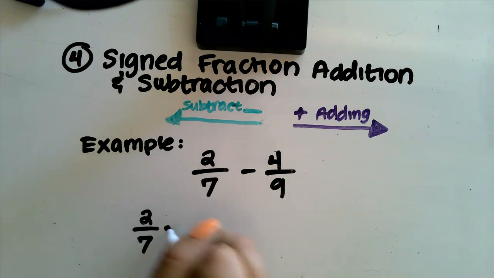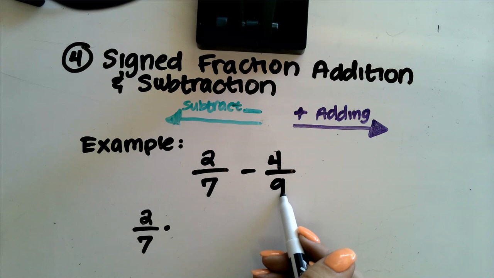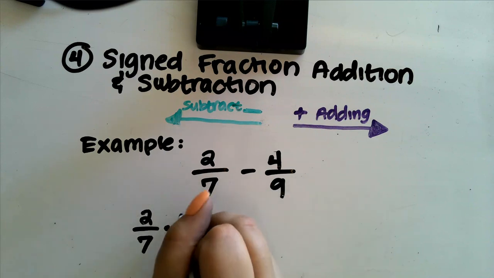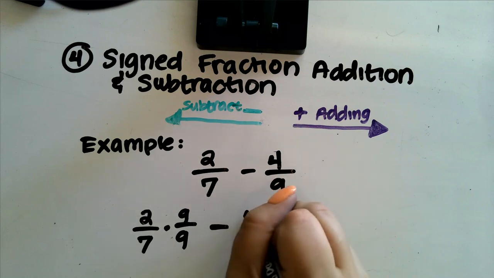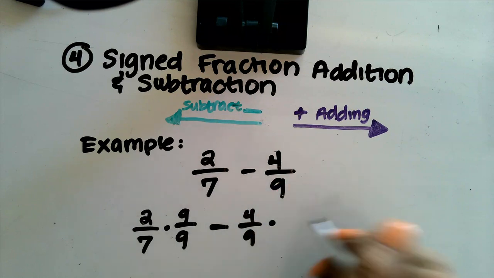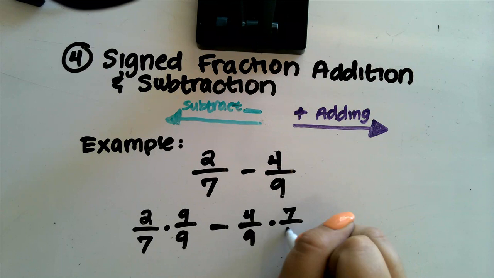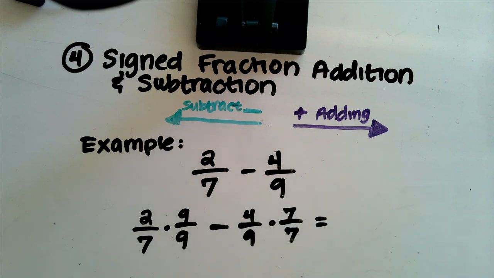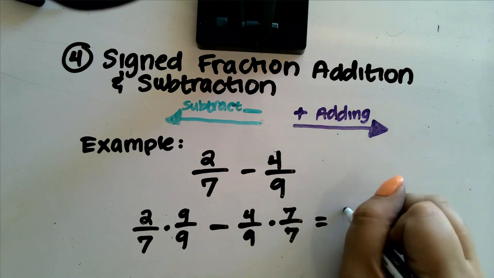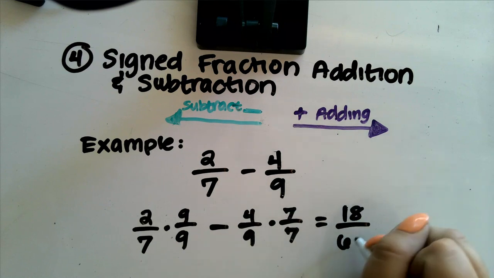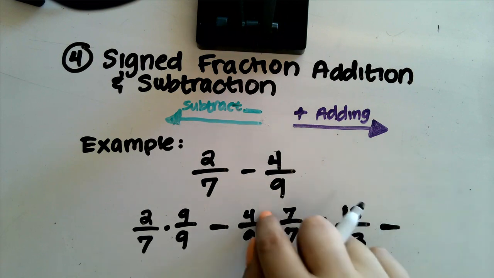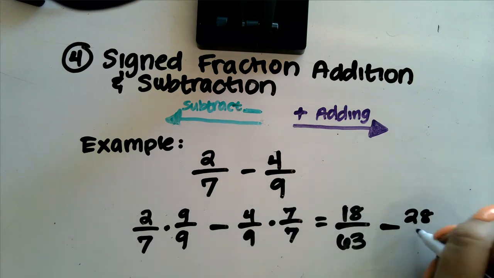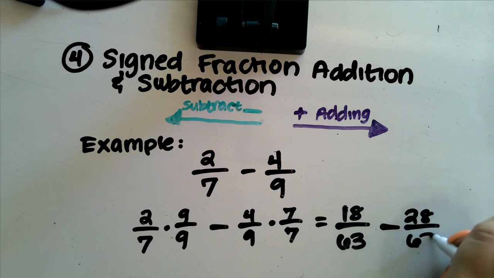2 over 7 times, now remember, I'm going to multiply by the opposite fraction's denominator, 9 over 9, minus 4 over 9 times 7 over 7. So now I'm going to multiply those fractions together, and I end up with 18 over 63 minus our second guy here. 4 times 7 is 28, and we keep our denominator of 63.